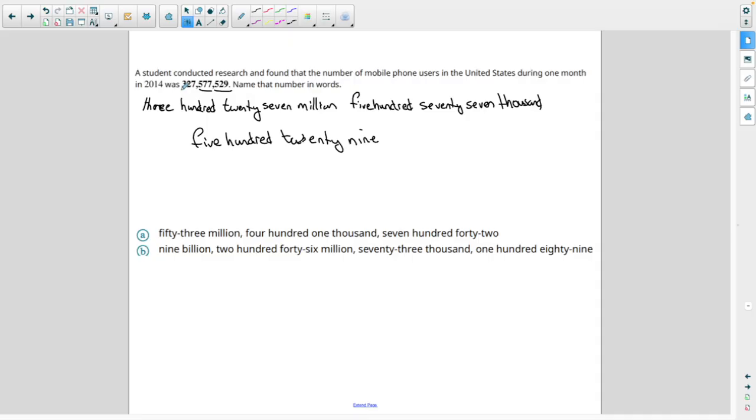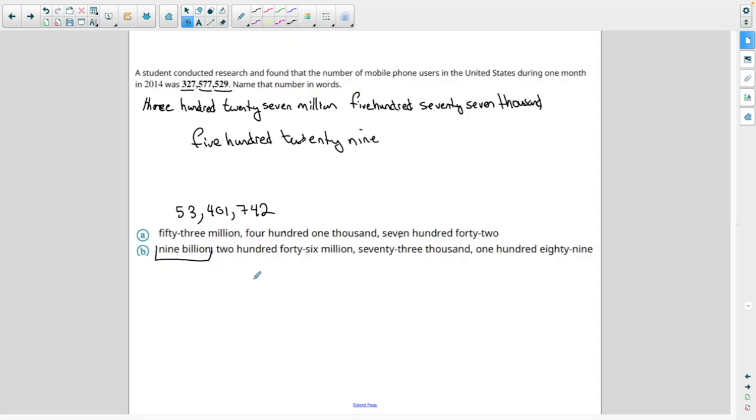Notice what I did is I grouped them up, right? I did 327, and then I said millions. 577 thousands, 529. So what I do is I say the three digits, and then I say, are they millions, thousands, billions, trillions, and so on and so forth. So like this right here, 53 million. So I say 53, comma, 400 thousand, 742.